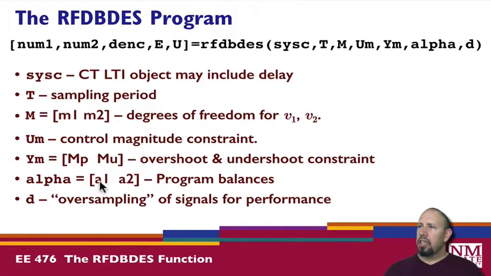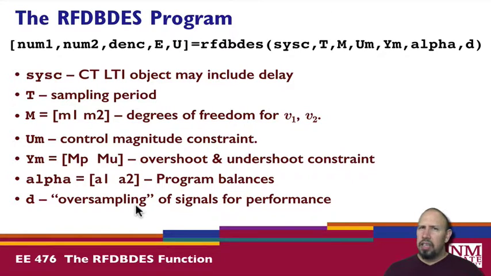Then we have the two alpha values, alpha 1 and alpha 2. Alpha 1 is for the performance program. Alpha 2 is for the robustness program. We put those two into a single vector and they go in here. And the last thing here is D. D is something we use for what is called oversampling of the signals for performance.